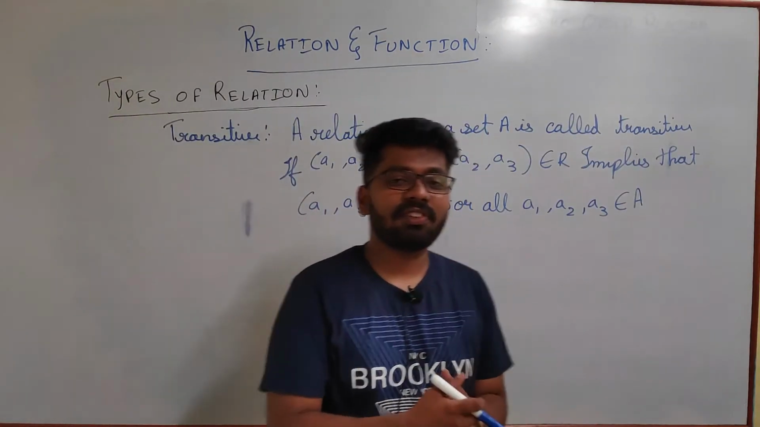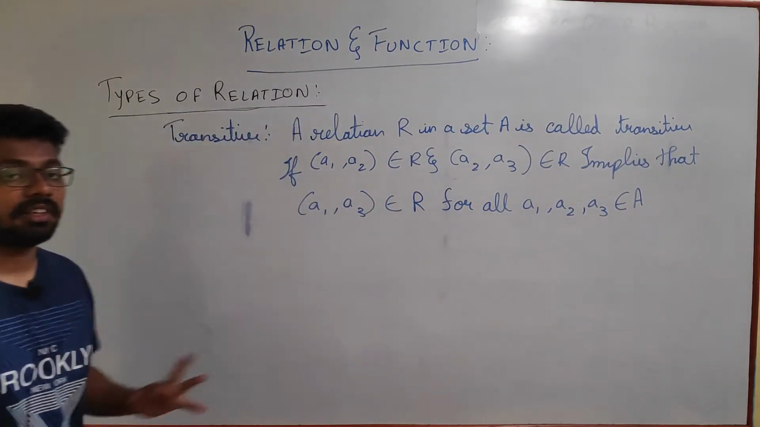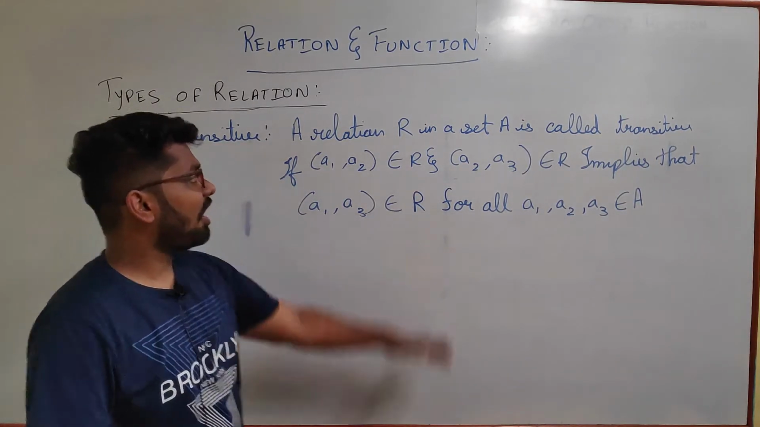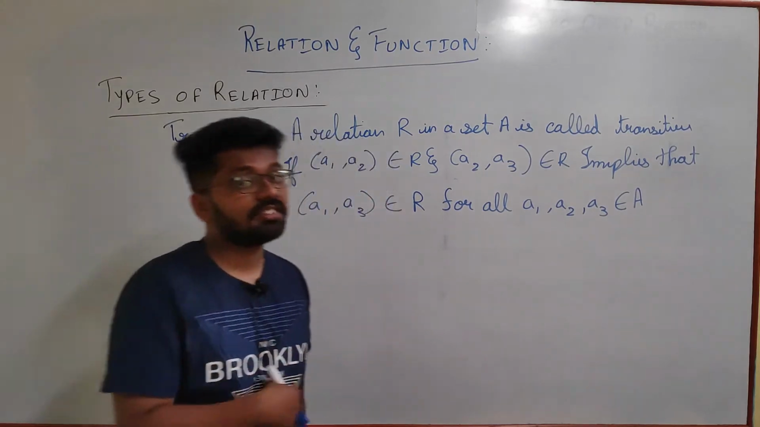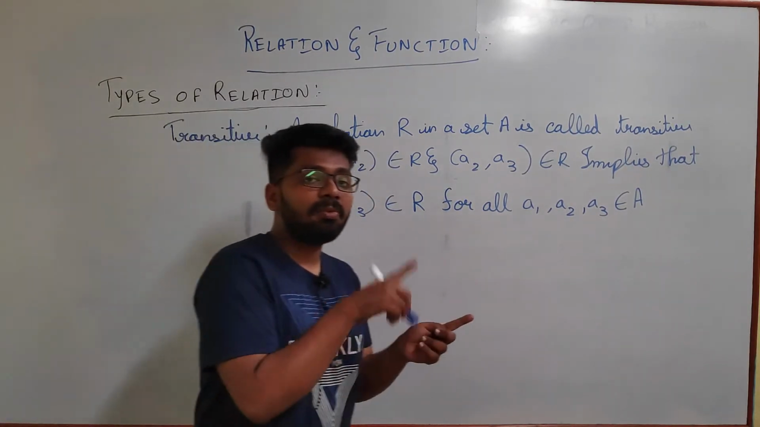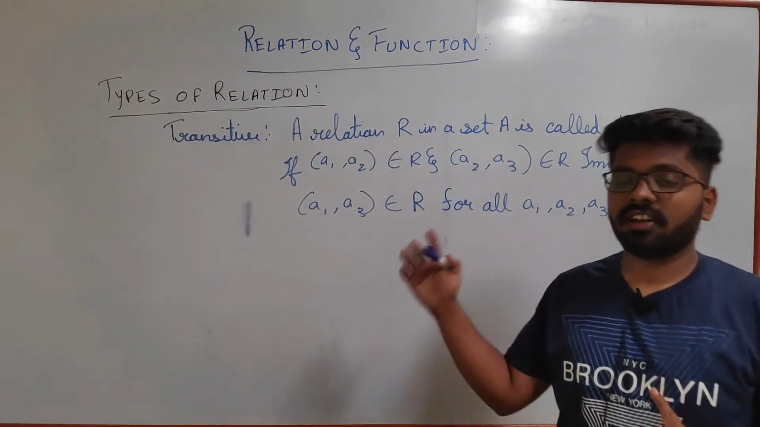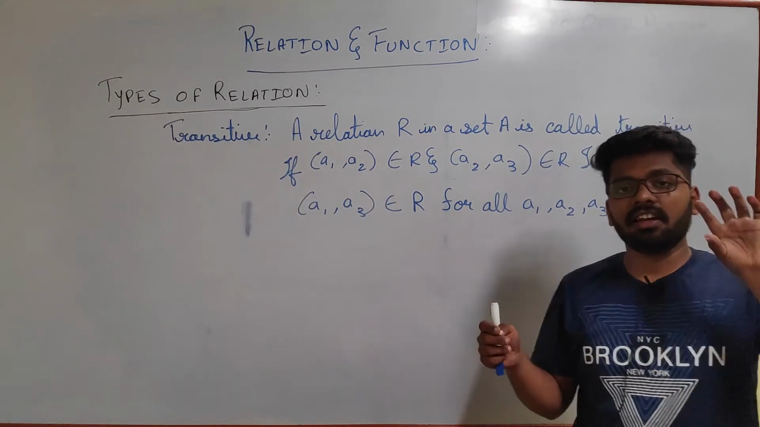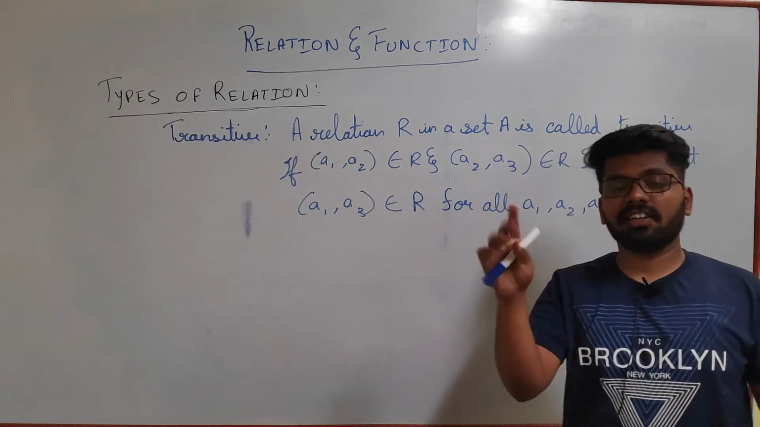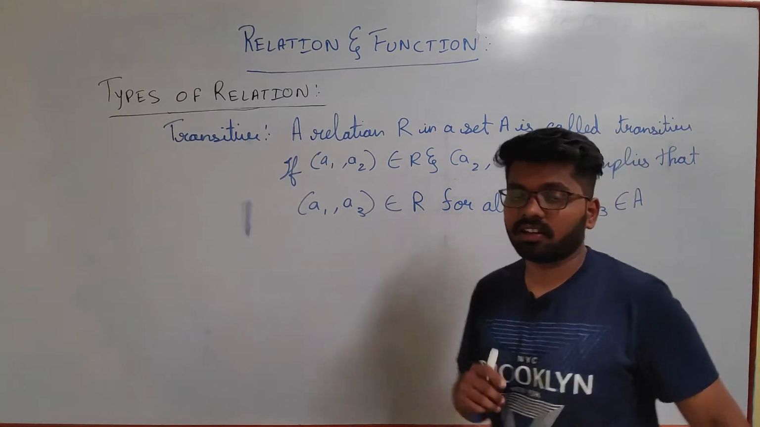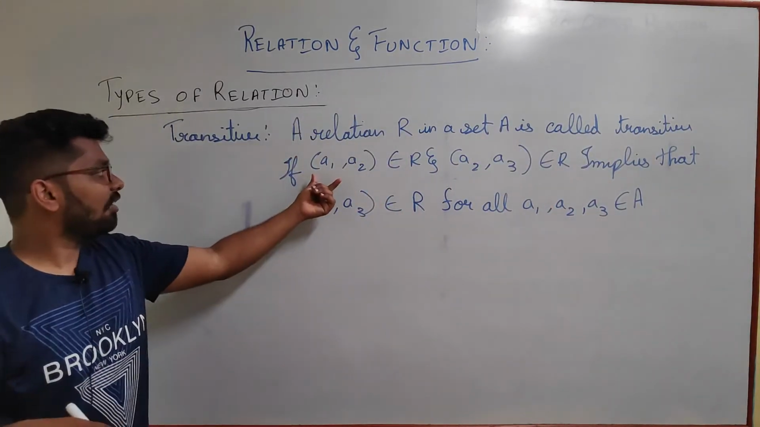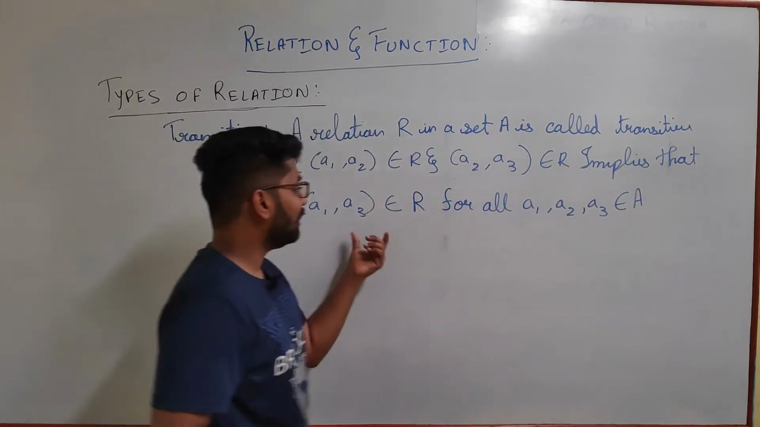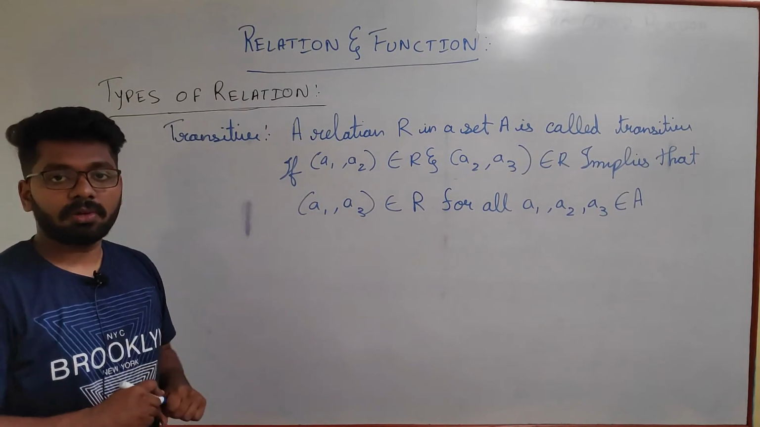Okay, so the next type of relation that we are going to see here is a transitive relation. So let us see what it states. A relation R in a set A is called transitive if (a1, a2) belongs to R, (a2, a3) belongs to R, which implies that (a1, a3) should also belong to R. It means what? See here, (a1, a2) belongs to R, (a2, a3) belongs to R, which implies that (a1, a3) should also belong to R.